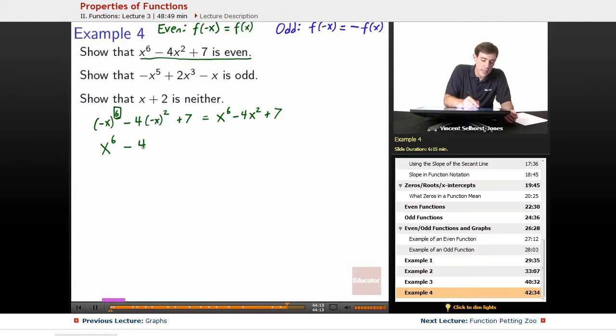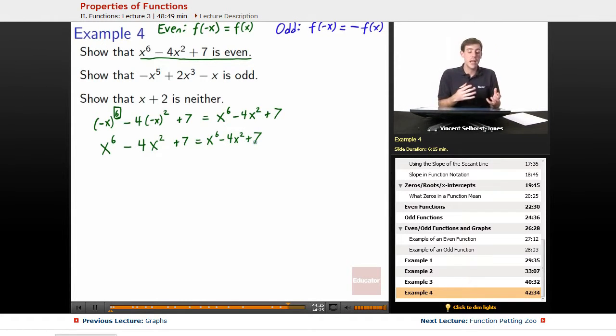Minus 4, same thing here. Negative x times negative x cancels and just becomes plain x squared plus 7, equals x to the 6th minus 4x squared plus 7. Turns out that it has no effect. If we plug in a negative x, it's the same thing as if we plugged in the positive x. Plugging in a negative version of a number is the same thing as plugging in the positive version of a number. So it checks out, it is even.